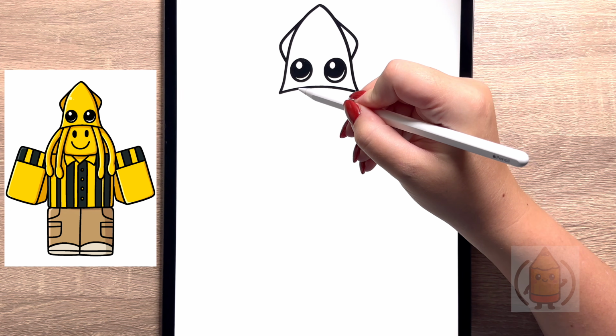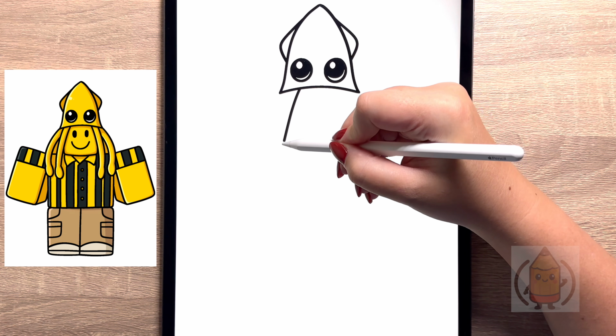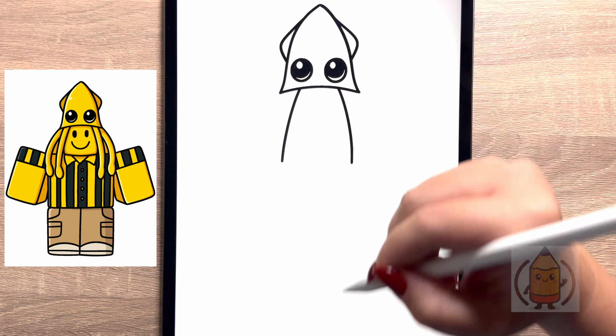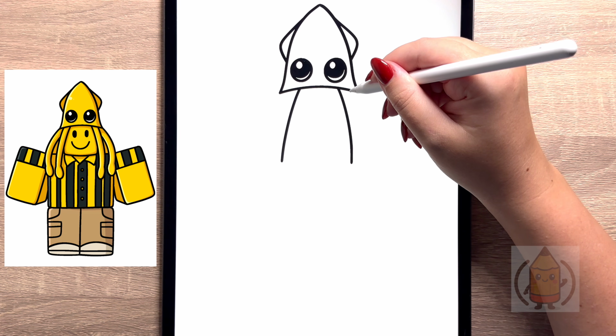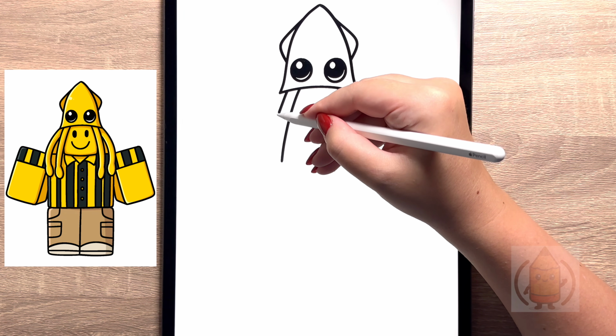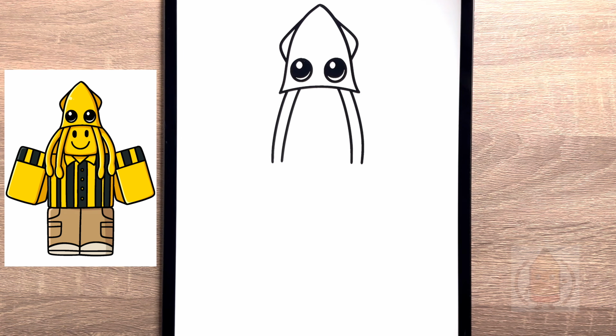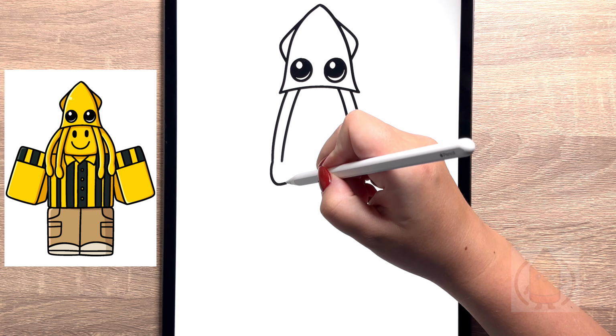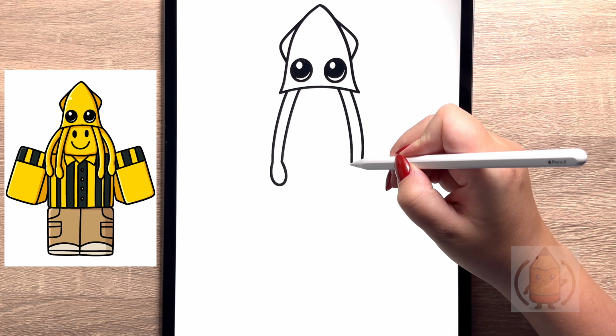Let's draw on the tentacles now. So on the inside, we're going to curve this line down towards the bottom. And then moving over on the outside, we're going to replicate that again, curving that over and down. Let's close off the bottom of the tentacles. We're going to round that out, bringing this over and then back in.